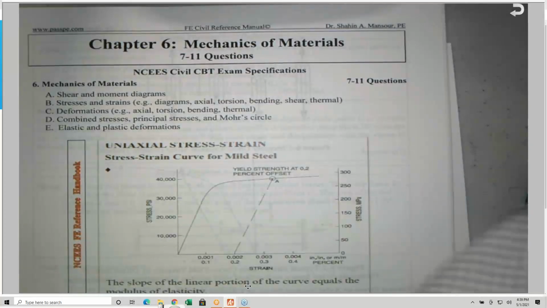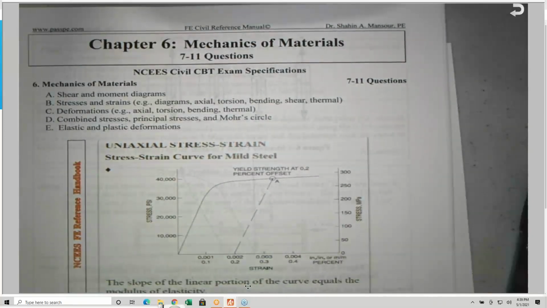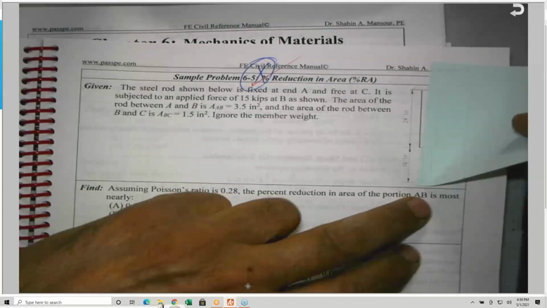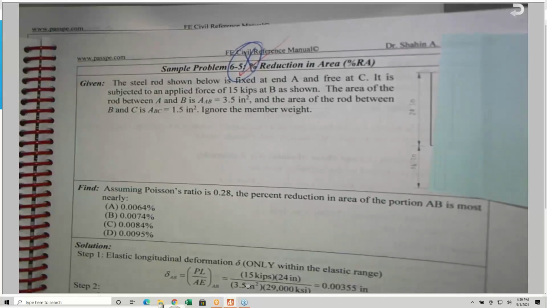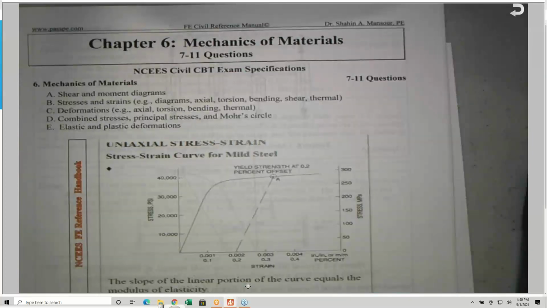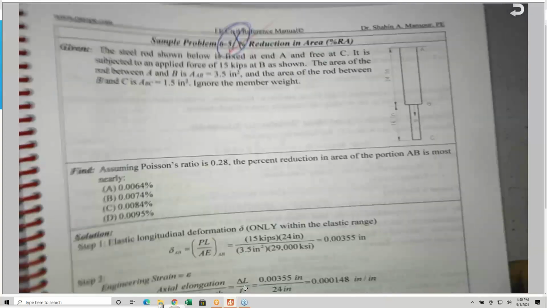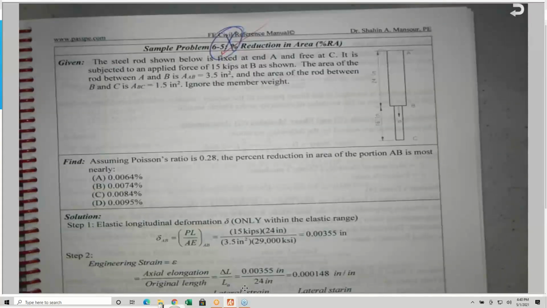Let me see, I have the notes. This is where we stopped last time: sample problem 6.5, which is the reduction in area. And again, the equations are provided in the NCEES handbook. So this is mechanics of materials.